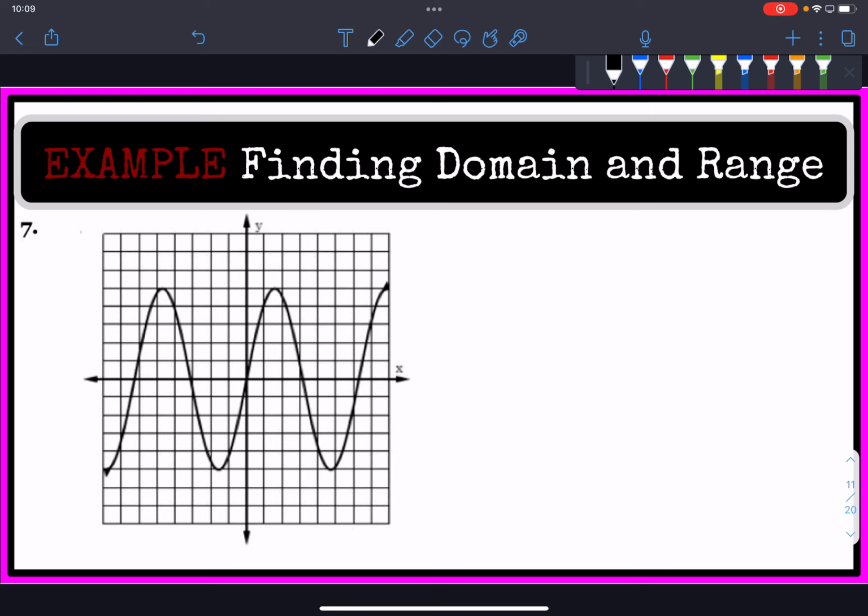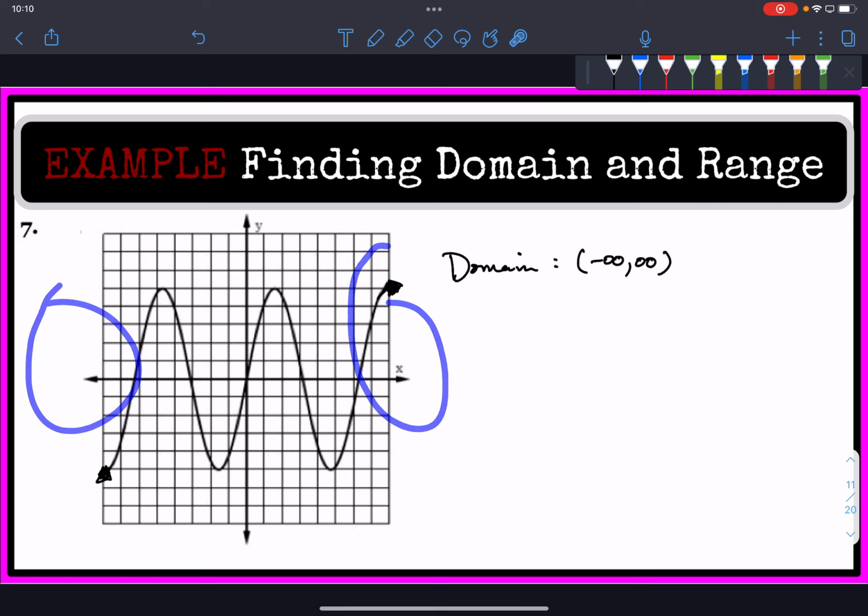Now for this example right here, the domain is going to be all real numbers. Notice again that the graph continues to the left and to the right. So it's not going to stop, so thus the domain would be all x values. There's no boundary point on the left, no boundary on the right. So it's going to be all x values from negative infinity to positive infinity.